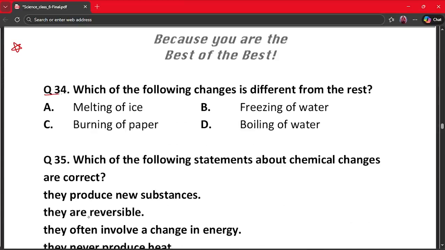Question number 34. Which of the following changes is different from the rest? A. Melting of ice. B. Freezing of water. C. Burning of paper. And D. Boiling of water. So here burning of paper is forming new substances. It is irreversible and the other options shown are physical changes. Thus burning is different. So the correct answer is option C, which is burning of paper.